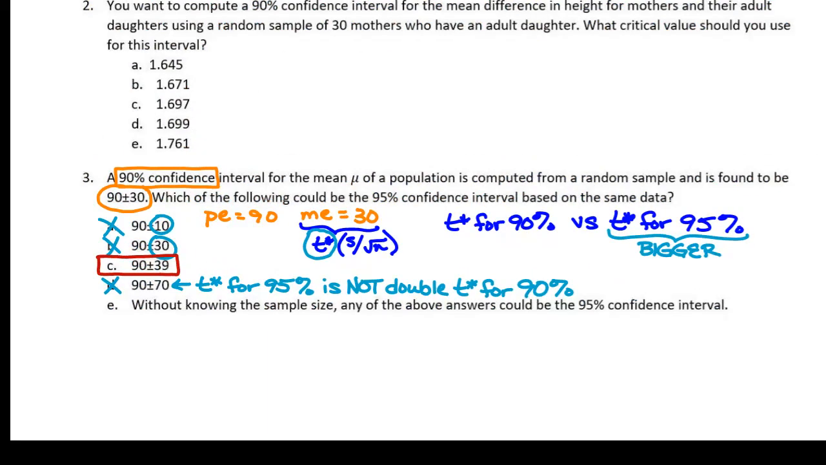What else would you guys like to look at? Yep. Number 8, absolutely.